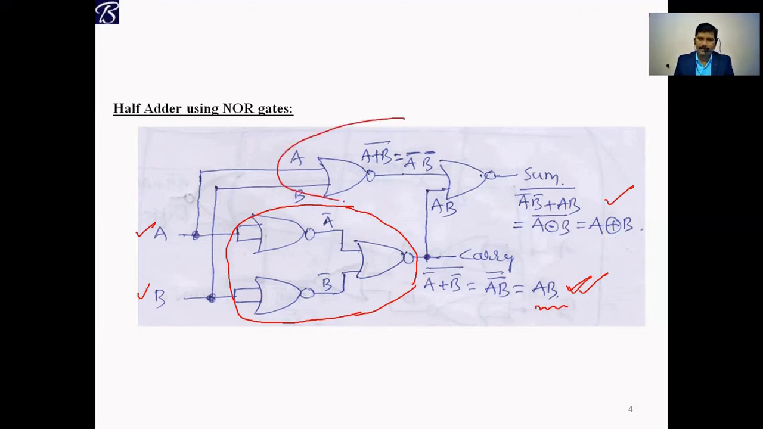So these two more are required to get the XOR operation sum. So what is the conclusion here? Half adder using NOR gates, 5 NOR gates are required. To get the carry, we will get 3 NOR gates.